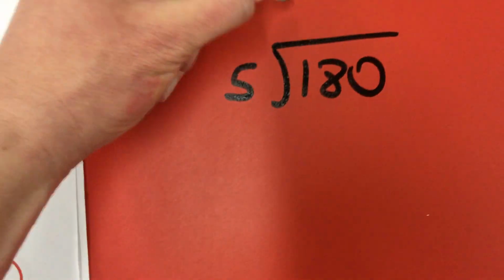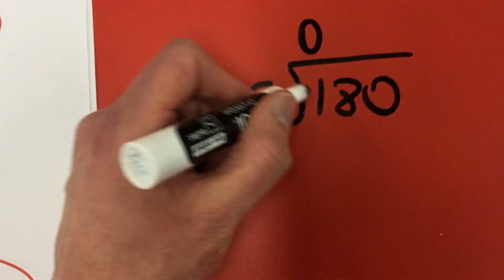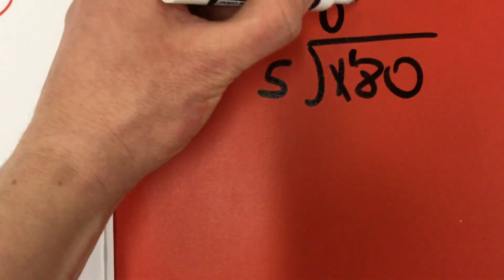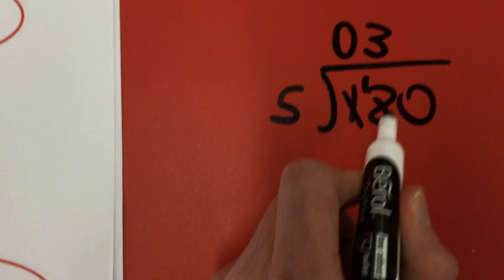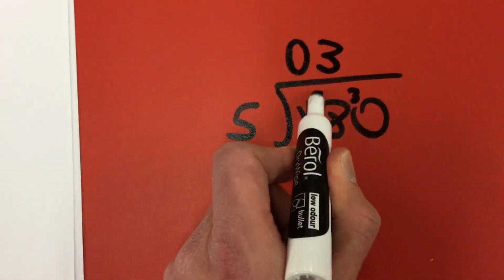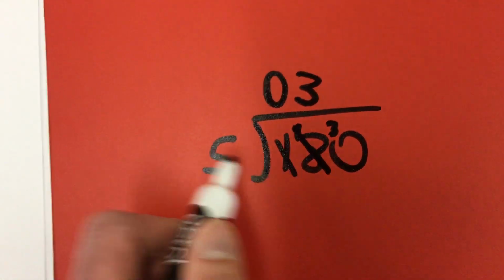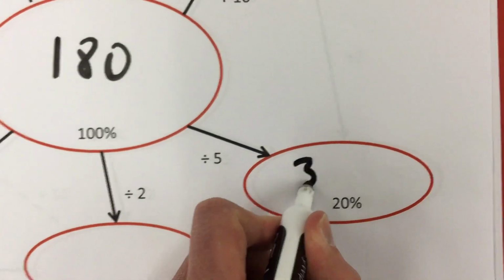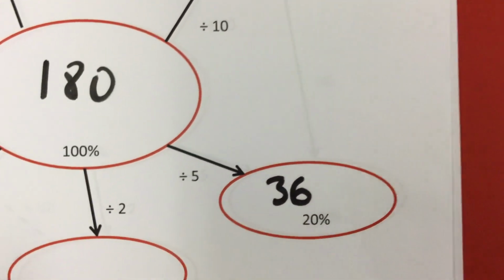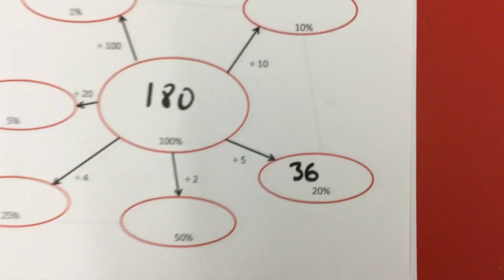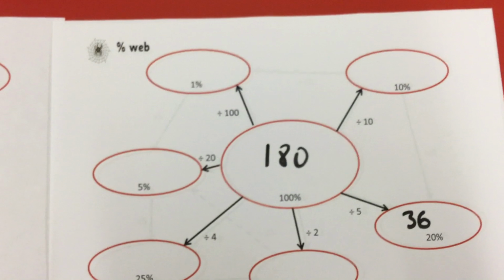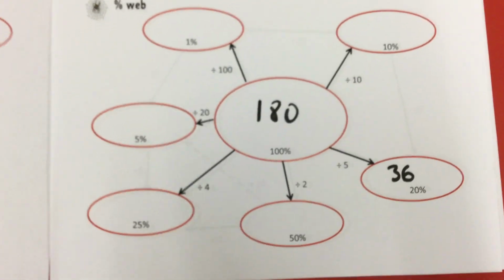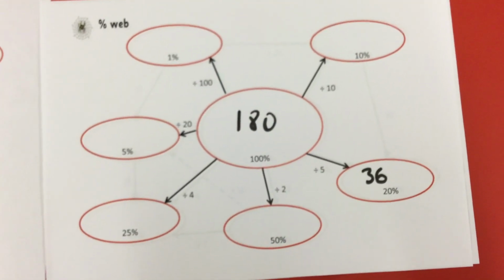Does 5 go into 1? No. Does 5 go into 18? Yes, it does. 3 times, with a remainder of 3. Carry that 3 over, and does 5 go into 30? Yes, 6. So that would be 20% of 180.